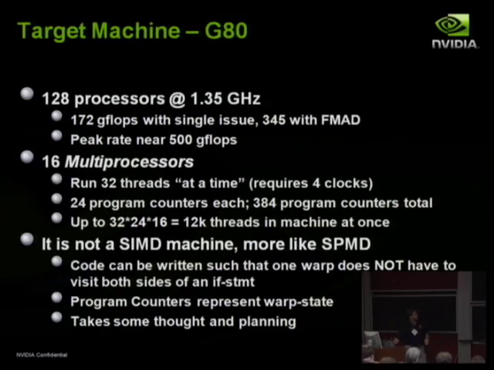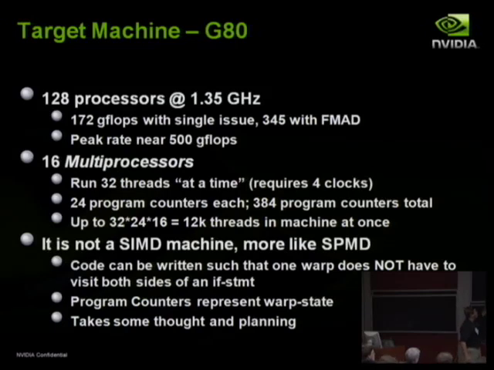Okay. The target machine, as you well know, is the G80, 128 processors at 1.35 gigahertz. Multiply those together, you get 172 gigaflops. If you count MADs as 2 operations, you get 345 gigaflops, which I think is where the CUDA n-body guy got his number, 345. But his code runs at 380 gigaflops, so somehow, I don't know. Anyway, with some magic, you can get up near 500 gigaflops.